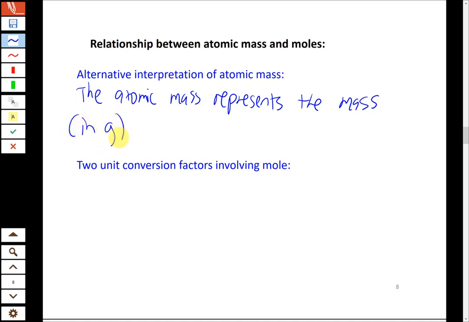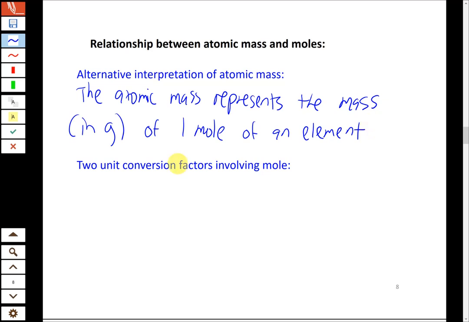So the atomic mass represents the mass in grams of 1 mole of an element. So that's the alternative and more useful interpretation of that number. Like we saw, the atomic mass for boron earlier was 10.81, and so that means if you have 10.81 grams of boron, you have exactly 1 mole of boron, or 6.02 times 10 to the 23rd boron atoms. So those are related to each other.